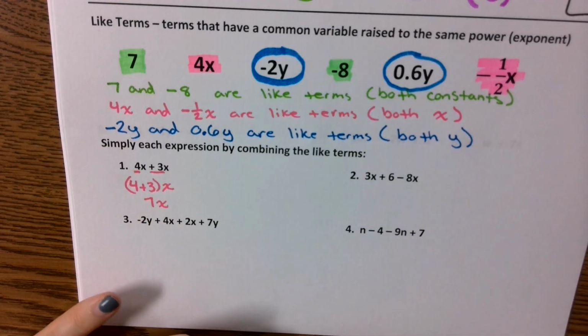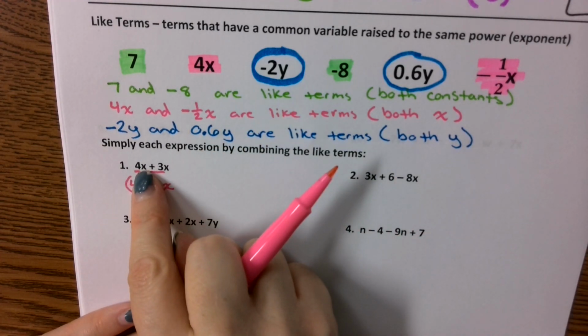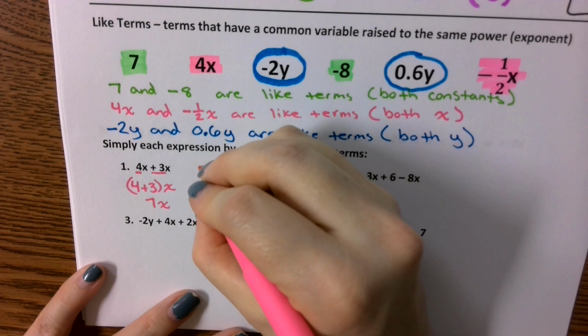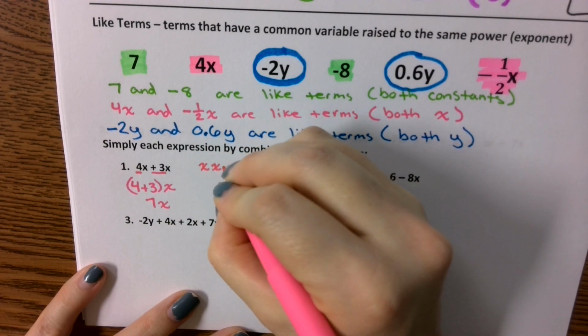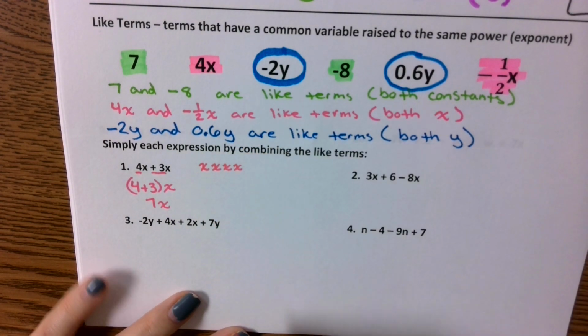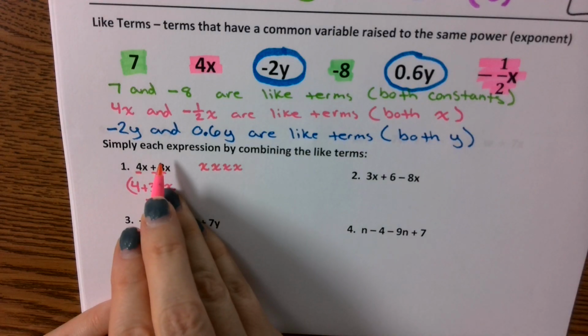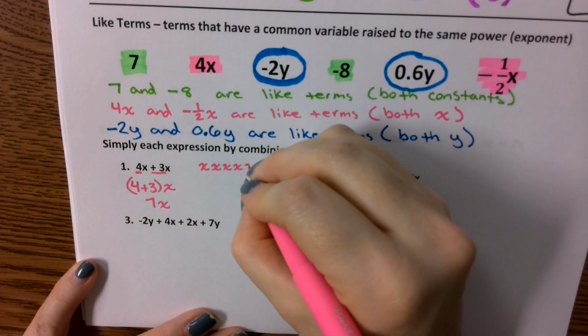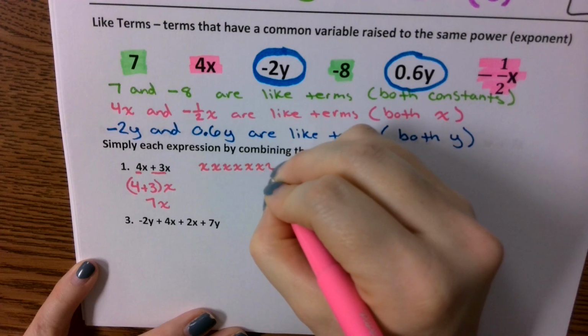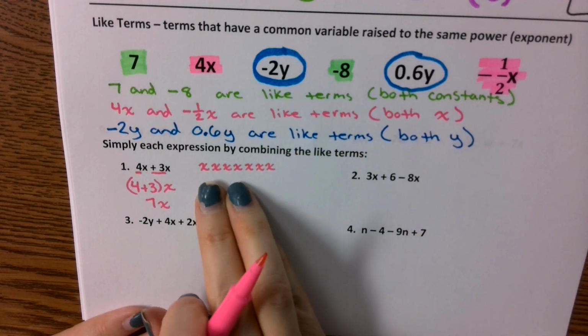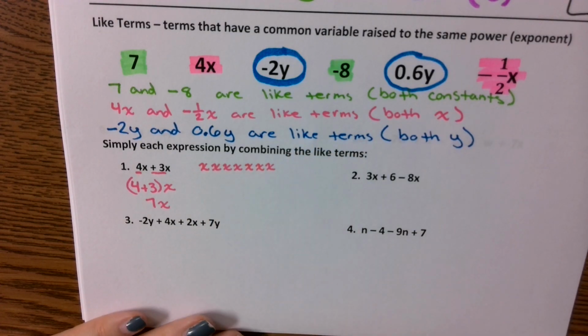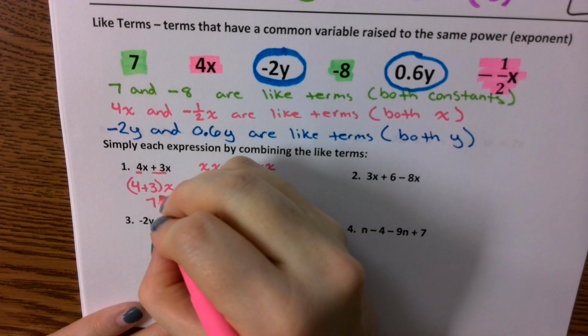And if you need to look at it visually, if I say I've got 4 x's, I'm going to draw 4 x's. 1, 2, 3, 4. And then I want to combine it with 3 x's, so I'm going to add 3 more x's. 1, 2, 3. And so now I have a total of 7 x's. So 7x would be my final answer.